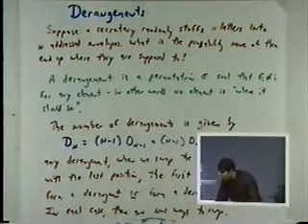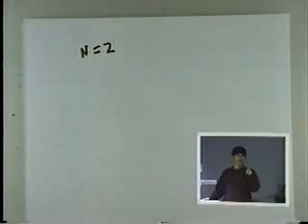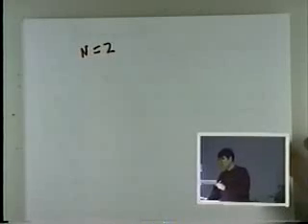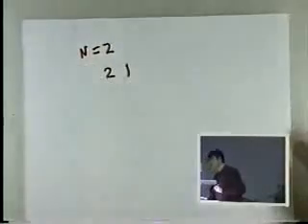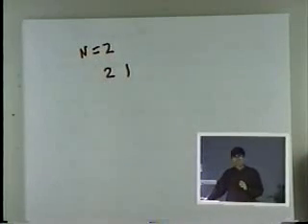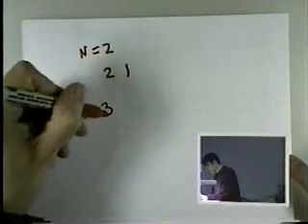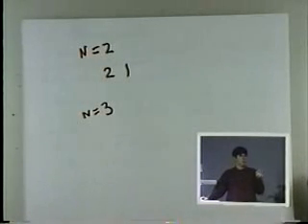How many derangements are there of size, let's say, n equals 2? How many derangements are there? 1. And what is that derangement? 2 comma 1. For n equals 3, how many derangements are there?